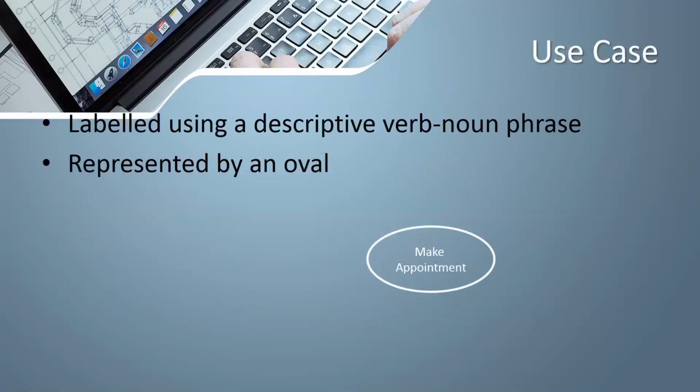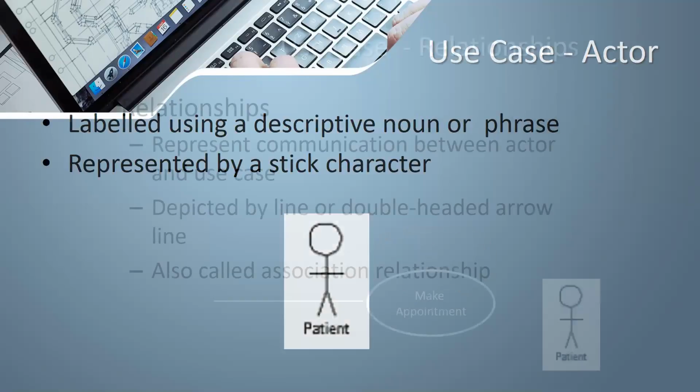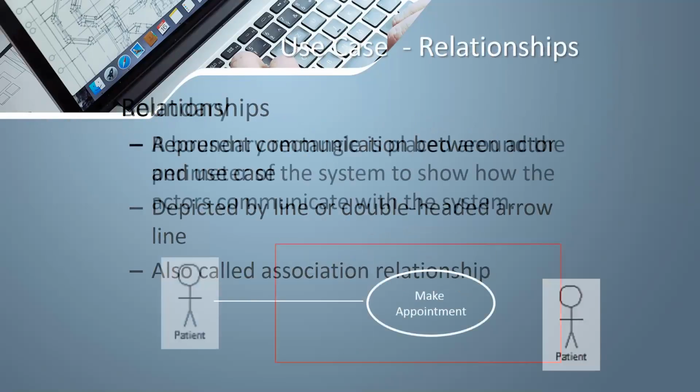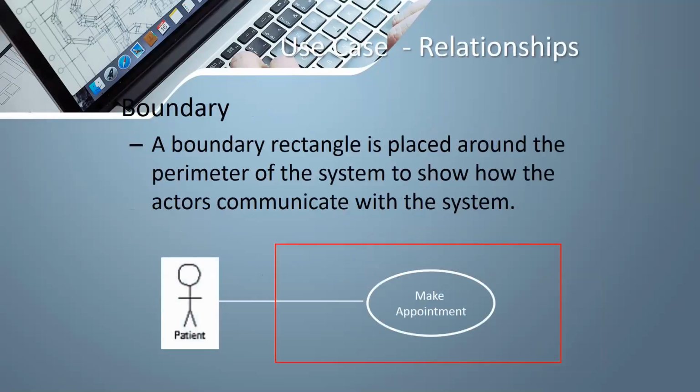So then it talks about how to name this. It should have a shorter name and should have a word, noun, or phrase represented by an oval. Make appointment, and then user. Okay, make appointment. That's the relationship. Then you draw a boundary.